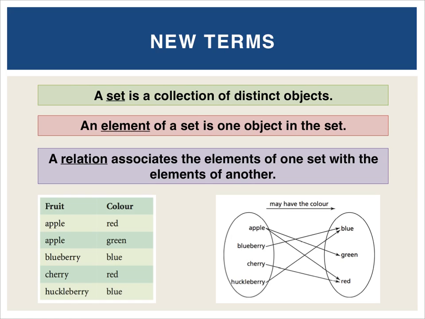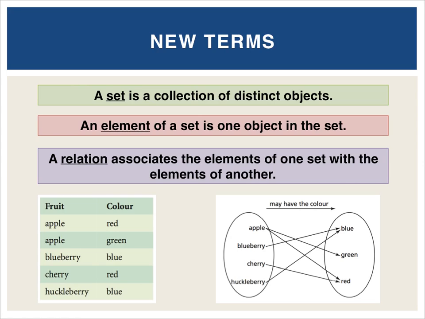So a set is a collection of distinct objects. An element of a set is one object in the set. And a relation associates the elements of one set to the elements of another. Okay, those are 3 words that you should be pretty familiar with, and some of them are more obvious than others. Like set maybe kind of feels obvious.